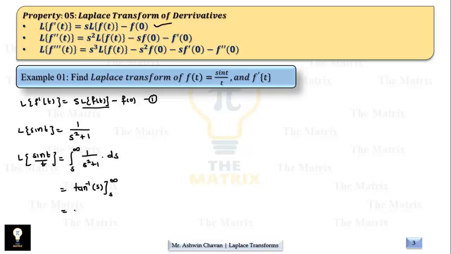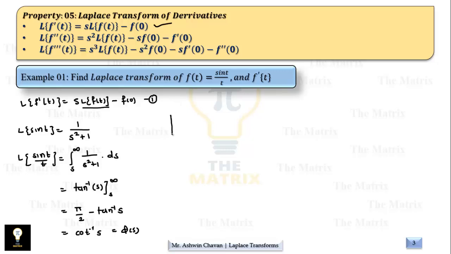When we put the upper limit s as infinity, tan inverse infinity gives us pi by 2 minus the lower limit, s is s, that's why tan inverse of s. Moreover, we can write this as cot inverse s. So this is what our Laplace of sin t upon t is. So the first part is over. We call it phi of s because this is our f of t's Laplace.